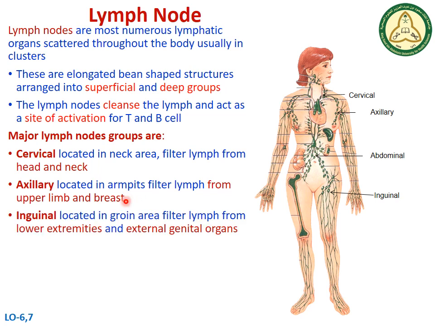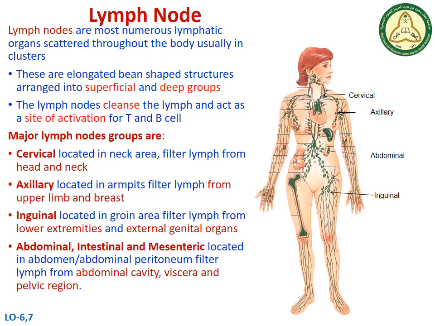Then we have inguinal lymph nodes, located in the groin area, filtering lymph from the lower extremity and external genitalia. Then we have abdominal, intestinal and mesenteric nodes, located in the abdomen, abdominal peritoneum, filtering lymph from the abdominal cavity, viscera and pelvic region. So this is very important, for example, which of the following drains the lymph from the pelvic region. So abdominal, intestinal, mesenteric. Every region has a different group of lymph nodes.